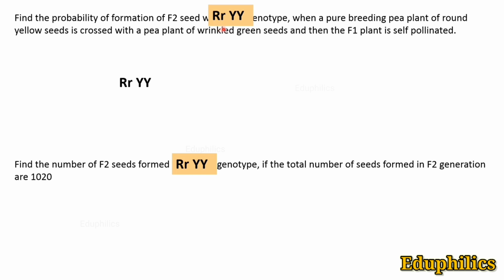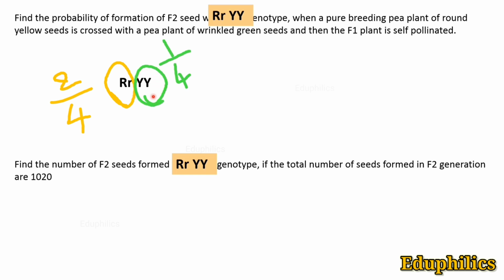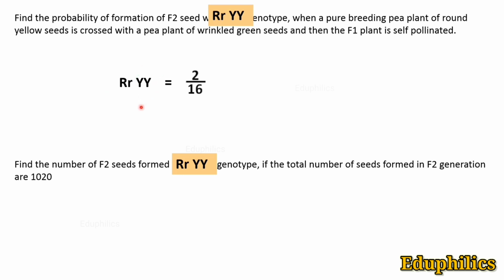For the same question, let's see what's the probability of this genotype. Capital R, small r, capital Y, capital Y. Capital R, small r occurs at a probability of 2 by 4 and capital Y occurs at a probability of 1 by 4. So its simultaneous occurrence is 2 by 16. When you want to find the number of seeds formed with this genotype, 2 by 16 into 1020.